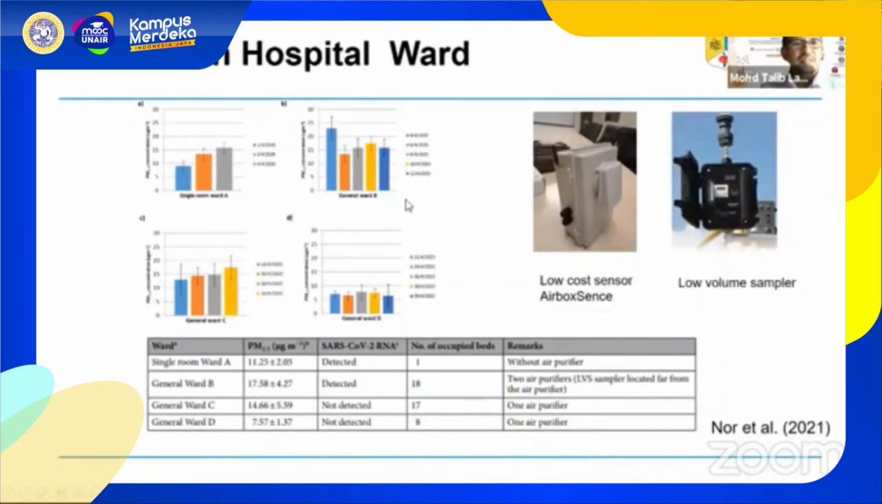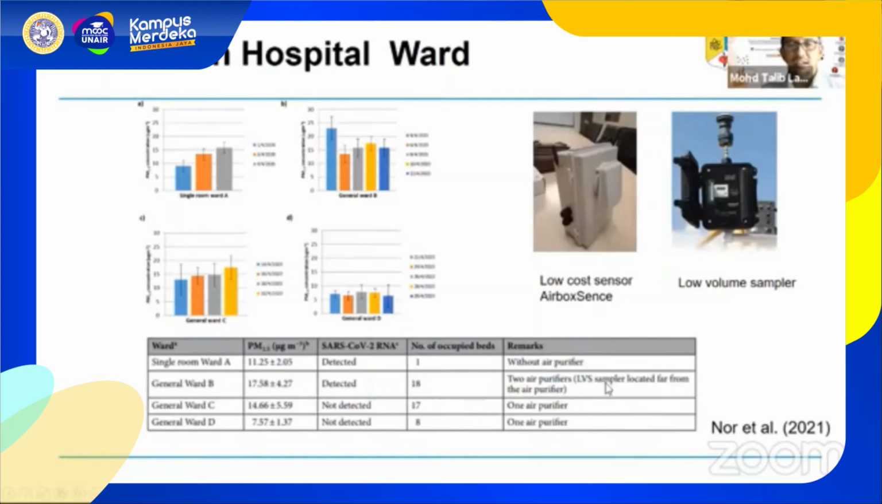So this is the level of COVID-19 in hospital wards found by the paper, led by Dr. Shahrul and other microbiologists in our faculty. This one is our local sensor developed by Dr. Shahrul called AirboxSense. This one is a low volume sampler that we use to collect PM10 and PM2.5. So this is the single room ward, general ward C and general ward D. General ward A is without an air purifier. This one, general ward B, has two air purifiers.